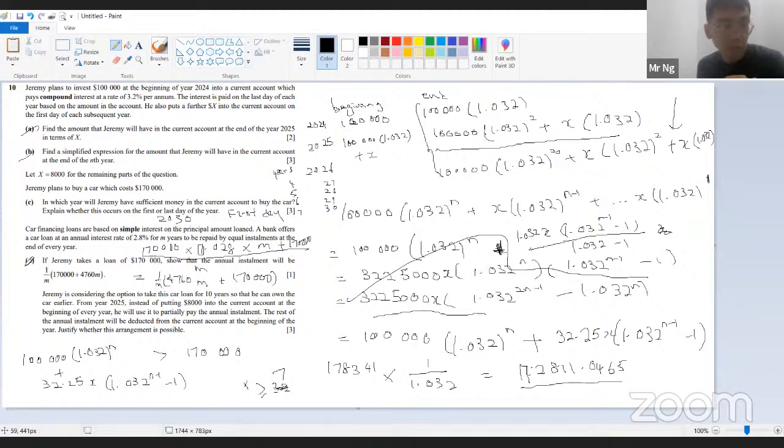I'm not sure. He is considering an option to take his car loan for 10 years so that he can own a car earlier, instead of partially paying.